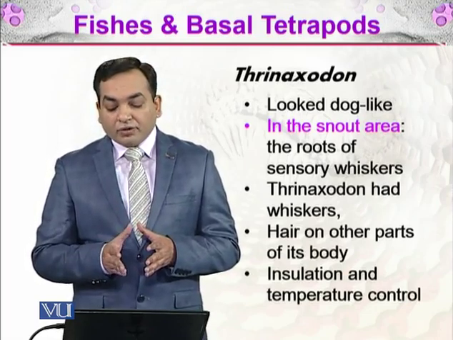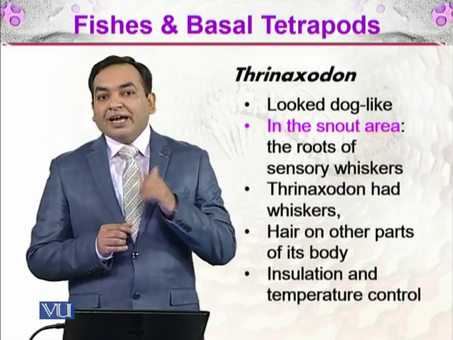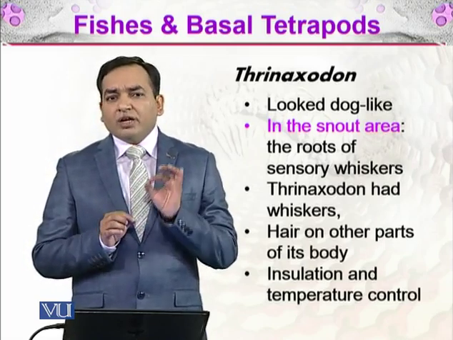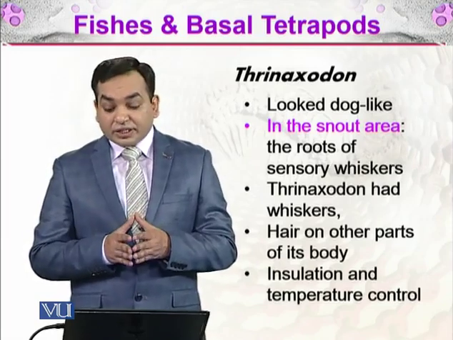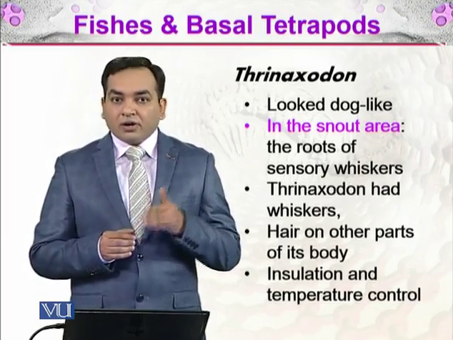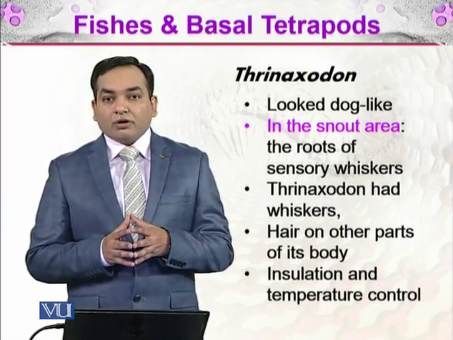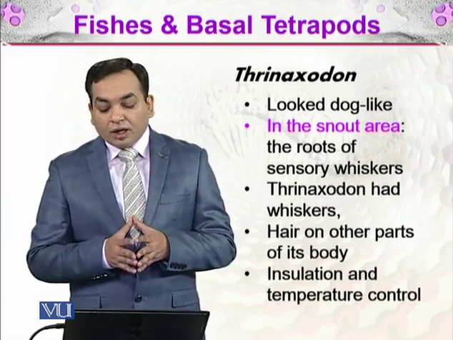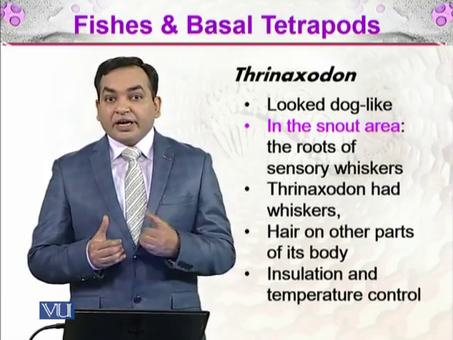In the snout area, there were the roots of sensory whiskers. If we see their skeleton, there were tiny canaliculi, or tiny fenestrations, that means very fine canals passing through the skeleton. What are these for? Through these, the nerves pass to the snout area. Snout means the nose area of that organism. That means it contained whiskers. So if Thrinaxodon had whiskers, its other body parts may have contained hair as well.